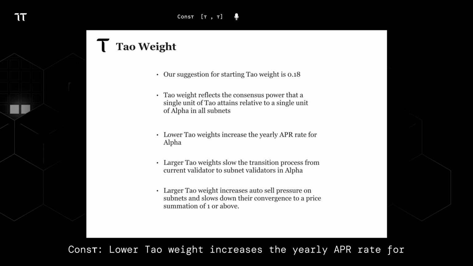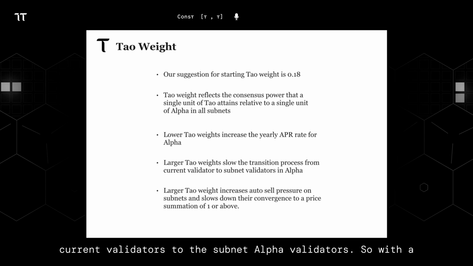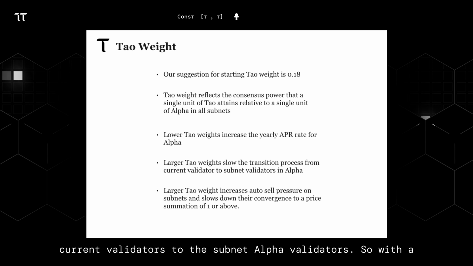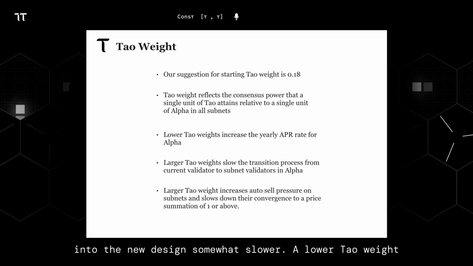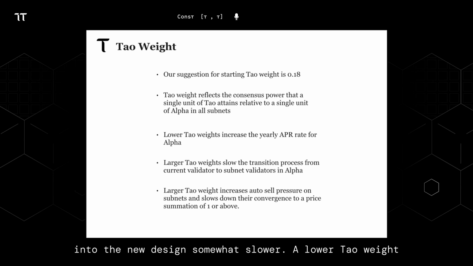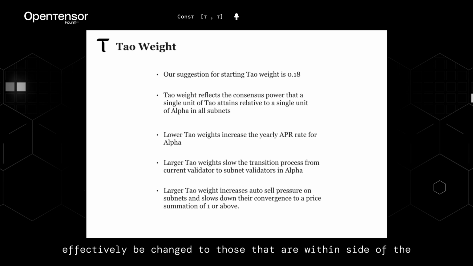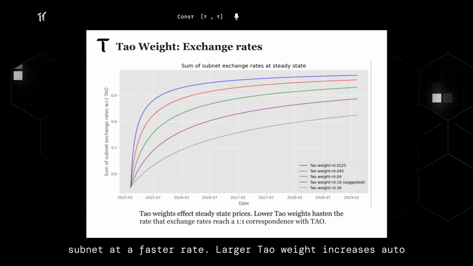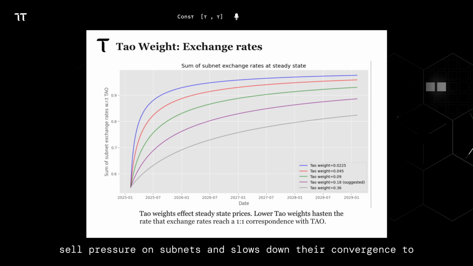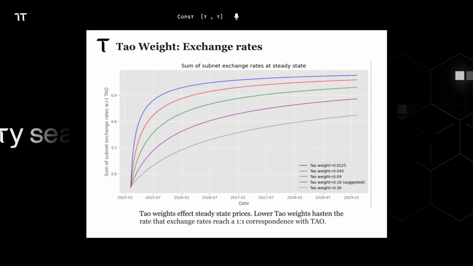Lower tau weight increases the yearly APR rate for alpha. Something to note, I'll show you in a slide following this. Larger tau weights slow the transition process from the current validators to the subnet alpha validators. So with a higher tau weight, we smooth over from the current design into the new design somewhat slower. A lower tau weight means we move faster, and the current set of validators will effectively be changed to those that are inside of the subnet at a faster rate. Larger tau weight increases auto sell pressure on subnets and slows down their convergence to a price summation of 1, which I'll get to in a second. Let's go through these one by one.